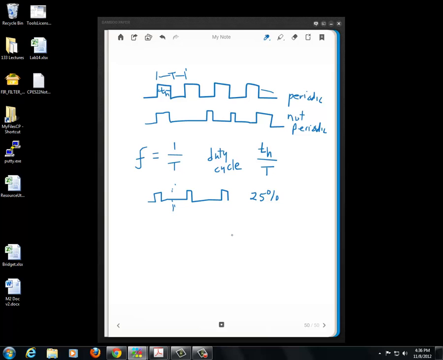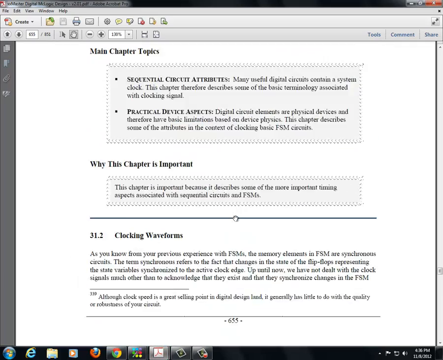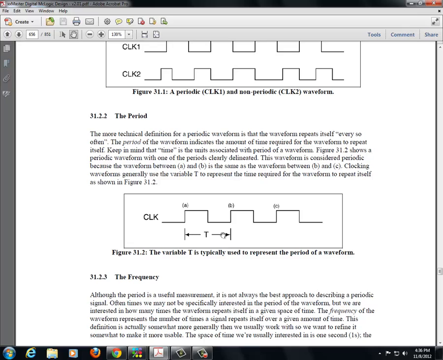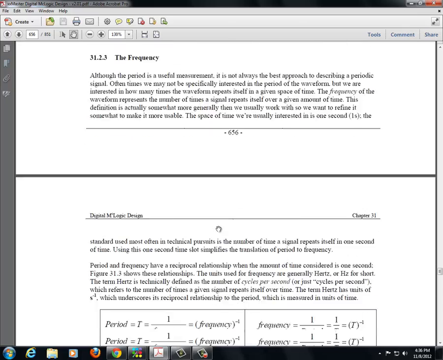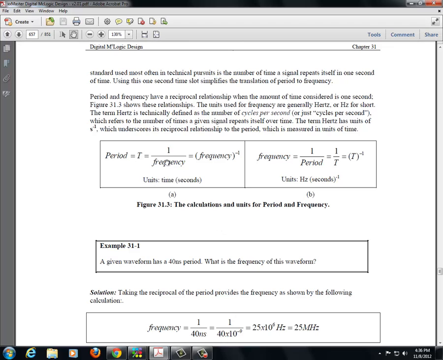Alright, so let's do a couple of math problems related to these variables. I'll open up the text here. We're looking at chapter 31. So here's again a picture of a periodic and an aperiodic or non-periodic waveform. We have a period T shown here. We have the equations I just wrote down. T is 1 over the frequency, or frequency is 1 over the period.